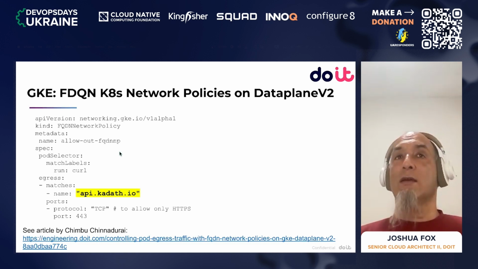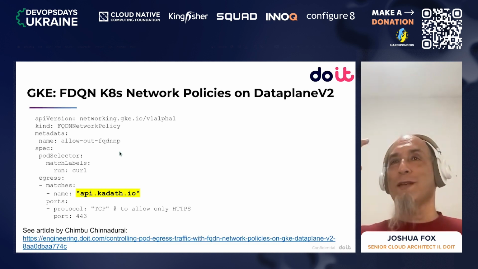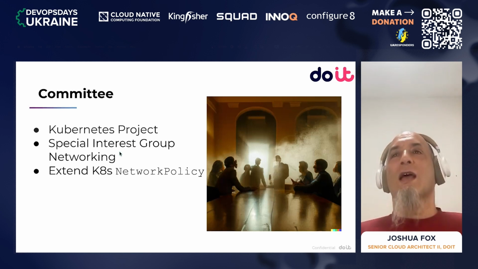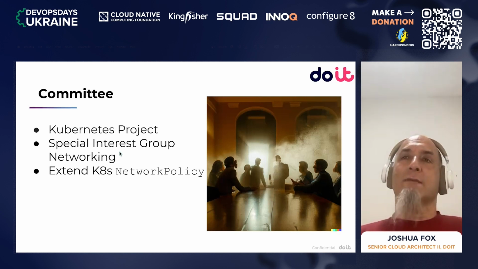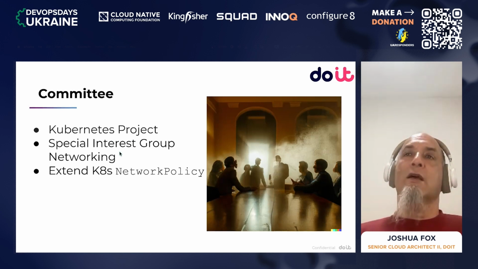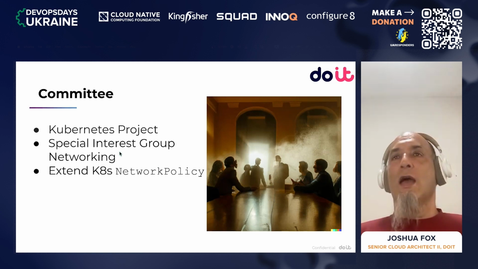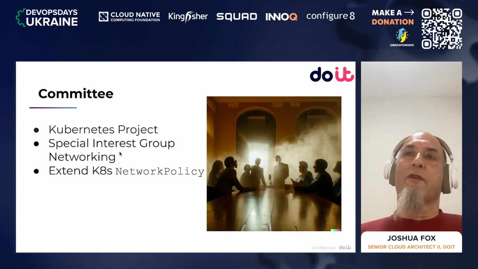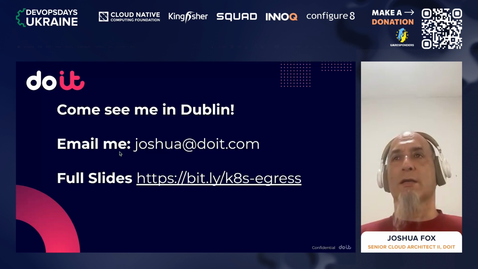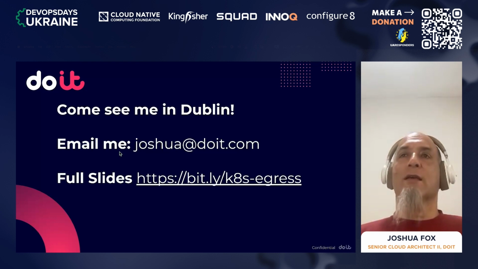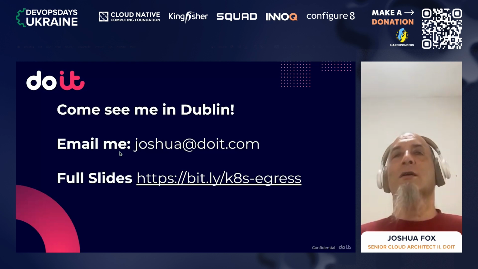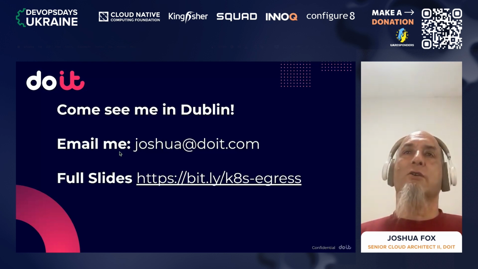This is in GKE. Again, see an article by my colleague, Chimbu Chinadurai, 3 separate articles that he wrote. And although Google has implemented this, it is not a standard. There is, however, a committee, and once they finish their work, every compliant Kubernetes cluster will support egress control by domain name in a network policy.